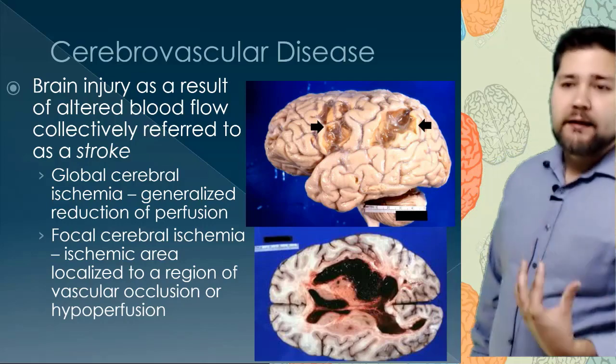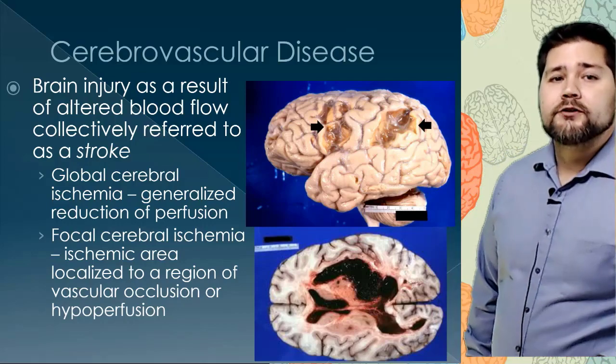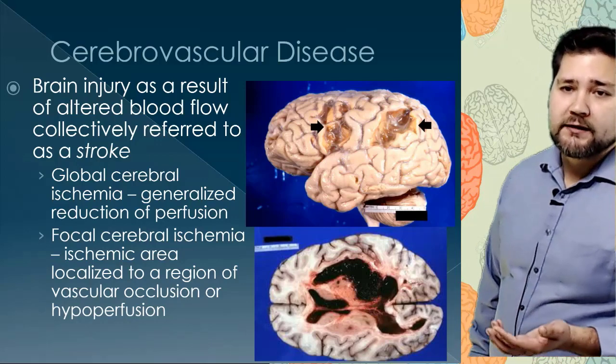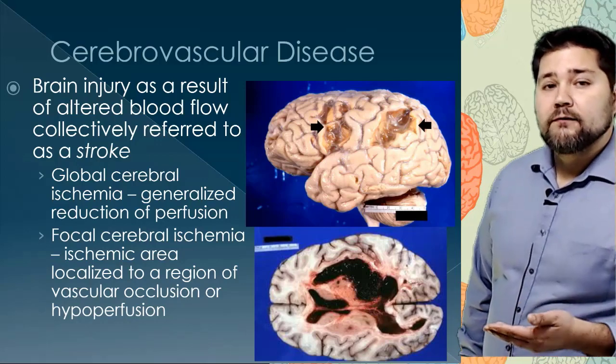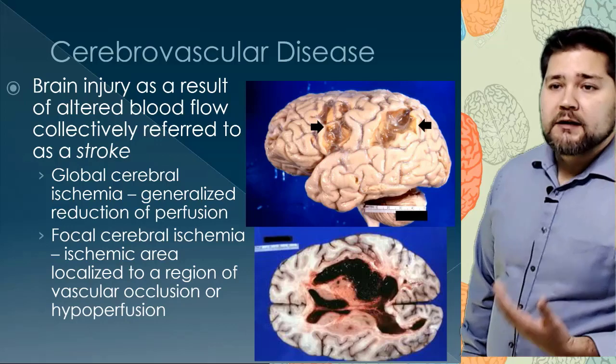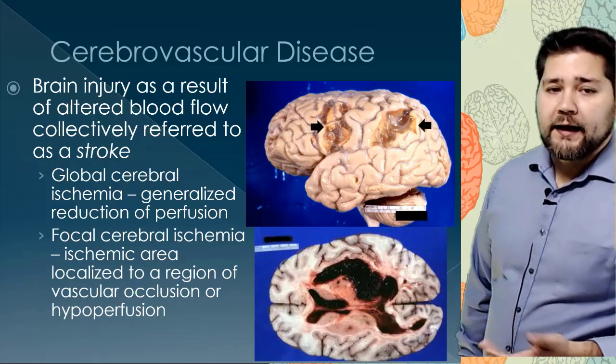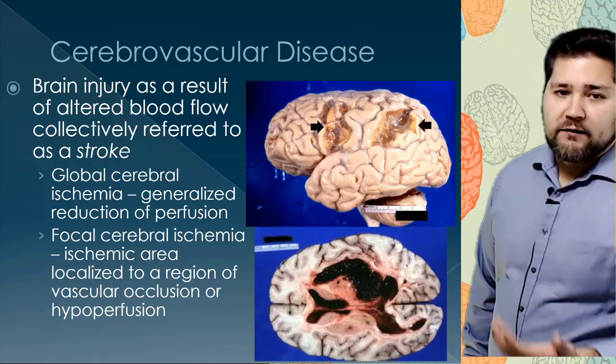Now we can either get a lack of blood perfusion or we can get a disruption of blood vessels. So we can talk about these infarcts as being a hemorrhagic infarct or an ischemic infarct. Ischemic meaning a loss of supply, hemorrhagic meaning basically that the blood vessel ruptured.